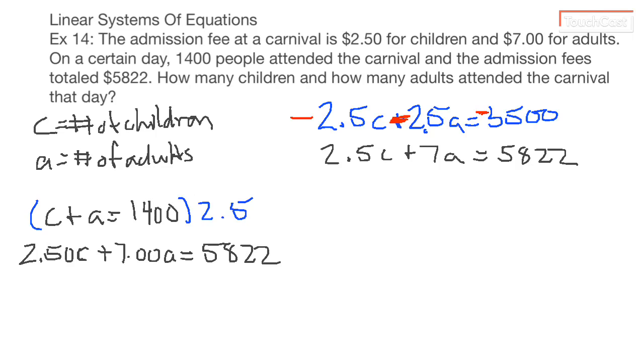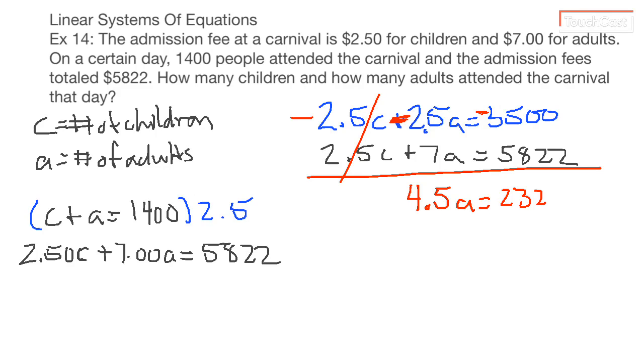Now I'm going to actually multiply my entire top equation by -1. That's what I'm going to subtract. My C terms are gone. I'm going to be left with 4.5A when I combine my A terms. And I'm going to have 2,322 when I combine my constants. If we divide by 4.5, we'll be able to find A.